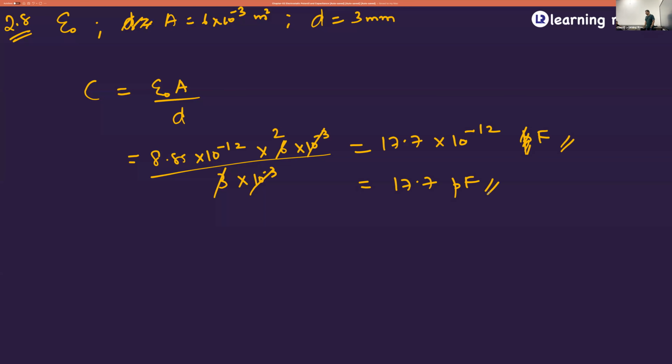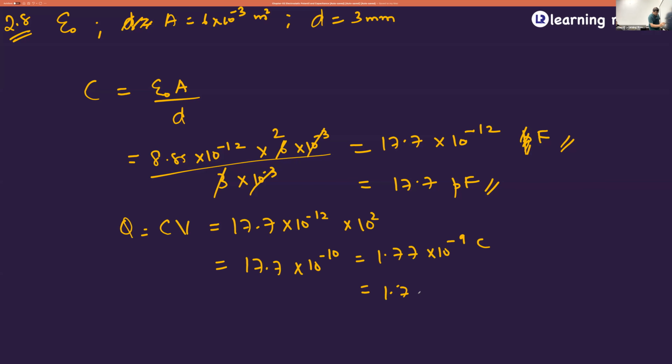Okay. So basically they're asking what is the charge? Q is equal to CV. So C is how much? 17.7 into 10 power minus 12. How much is the battery? 100 volt. So it is 10 power 2. So it is going to be 17.7 into 10 power minus 10 or 1.77 into 10 power minus 9 coulomb, which is 1.77 nanocoulomb. You can take it in this way. Clear? So this is how it works.